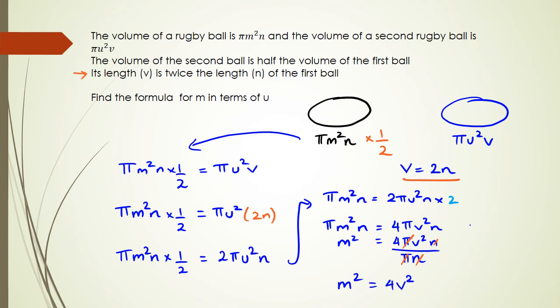And this of course can be, when you take the square root of it, I need one more line here. So we can write m squared equals 4u squared. Therefore m is equal to the square root of 4u squared, which means m is equal to 2u.